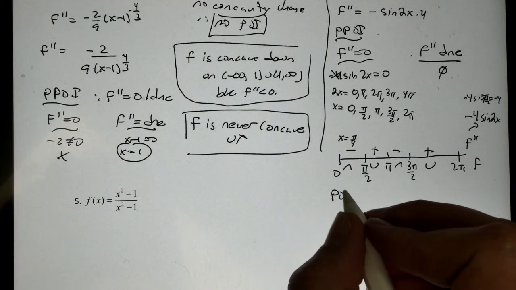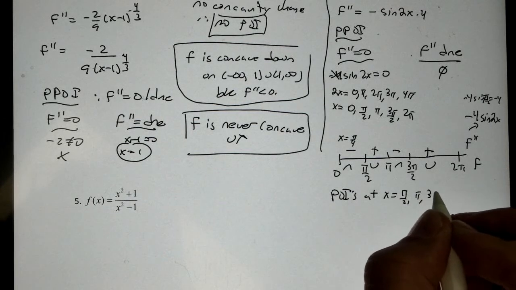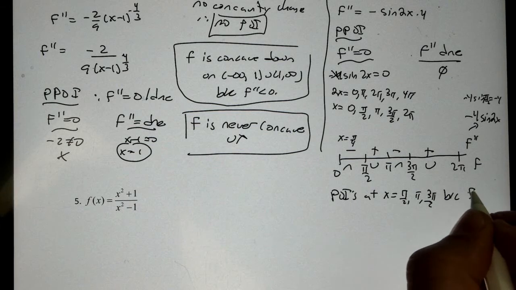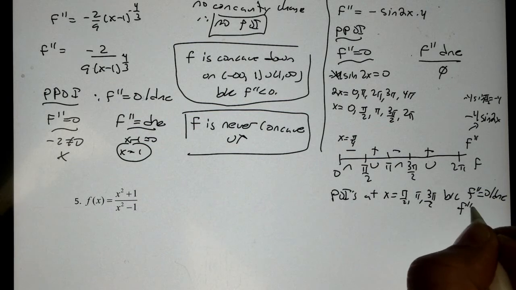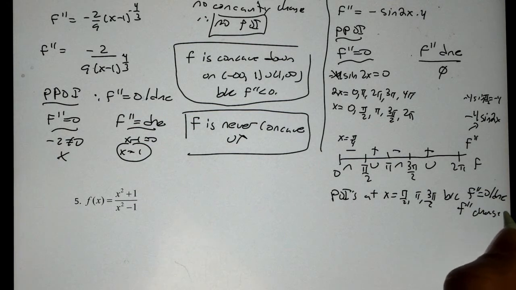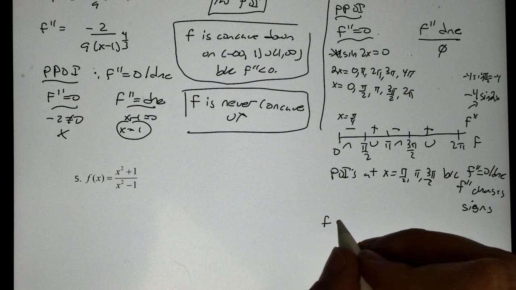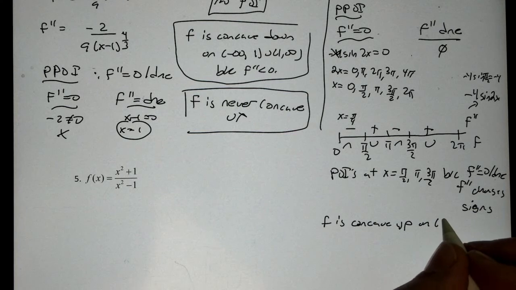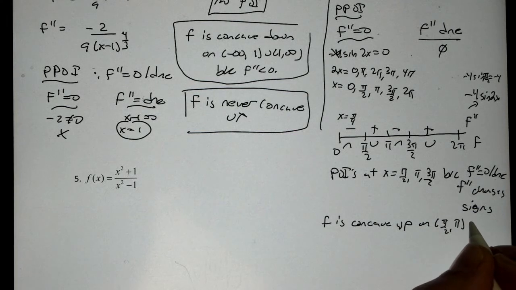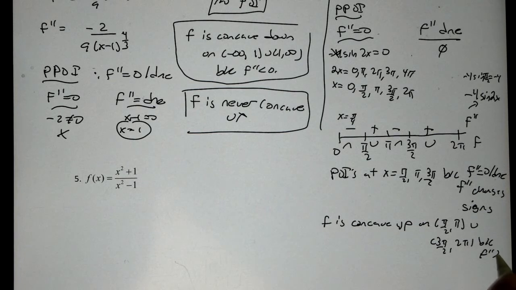We have POIs at x equals pi over 2, pi, 3 pi over 2, and that is because the second derivative is 0 and 2 changes signs. That's what we want. We can say, when are we concave up? F is concave up on the domains pi over 2 to pi, or 3 pi over 2 to 2 pi, and that is because the second derivative is positive.